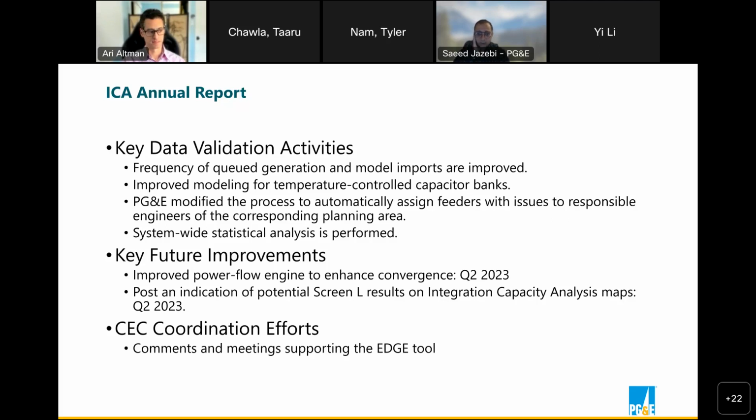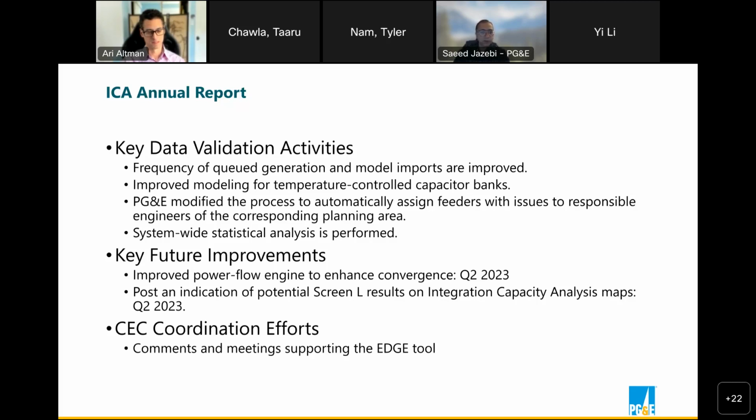We ran a system-wide statistical analysis on PG&E final ICA results, and we didn't find any issues that may affect the overall ICA results. We have some future improvements in the near term, which are not outlined in the ruling, but PG&E is taking initiatives to start this. PG&E actually started a project with its vendor SIME last year to improve the power flow engine and improve its convergence for some edge cases.